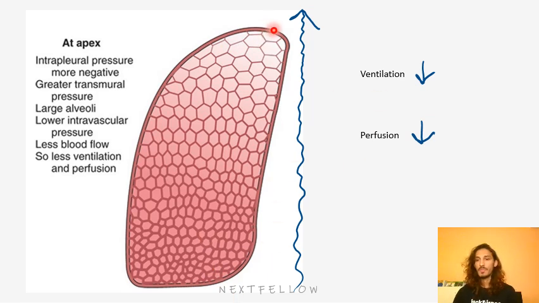Perfusion is also lesser on top. But if you look at the ventilation perfusion ratio, the fall in perfusion as you go on top is much more than the fall in ventilation. So ultimately the ventilation perfusion ratio is going to be higher on top compared to below. This is something you have to understand. Ventilation and perfusion both fall when you go on top, but the fall in ventilation is much less than the fall in perfusion. Because of that, the ventilation perfusion ratio increases when you go on top.